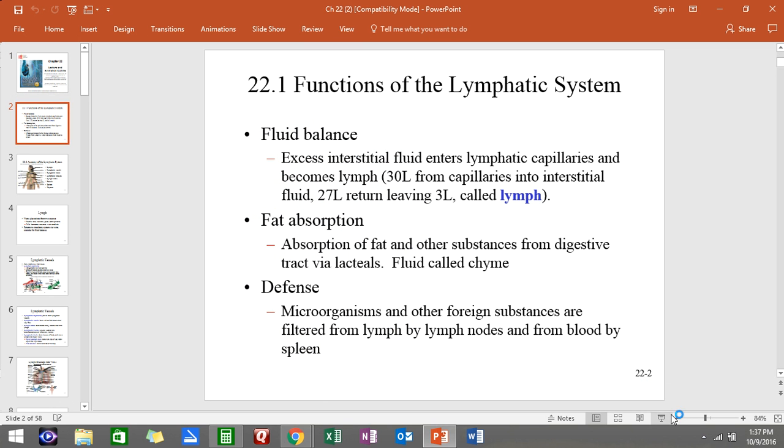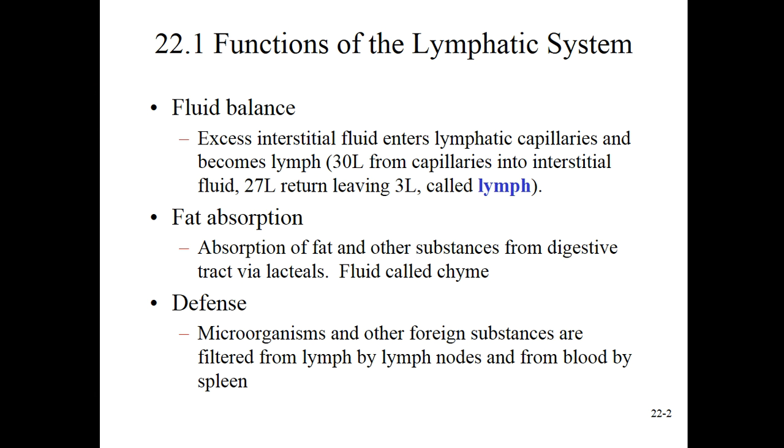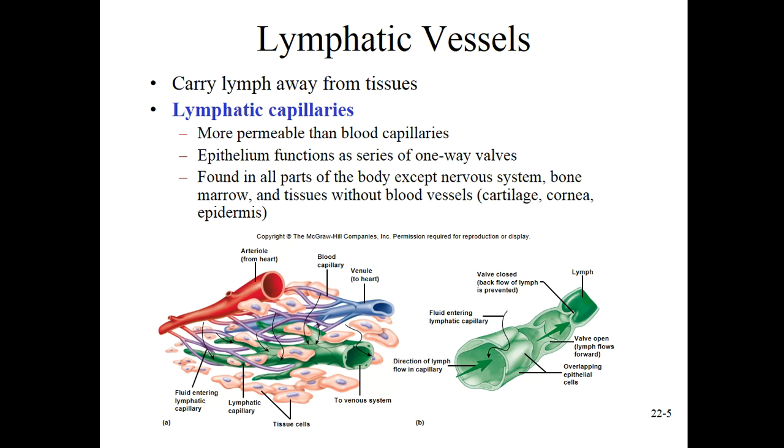The functions of the lymphatic system can be divided into these three basic things: fluid balance, dietary fat absorption, and immunological defense. The first one, fluid balance, really talks about the fact that excess interstitial fluid has to be recaptured by the lymphatic system and returned ultimately to the bloodstream, which is where this all started. This fluid's called lymph. And we can understand this idea by looking at this diagram right here.